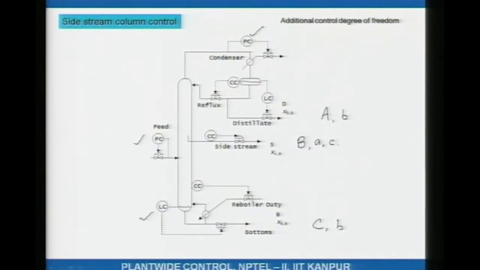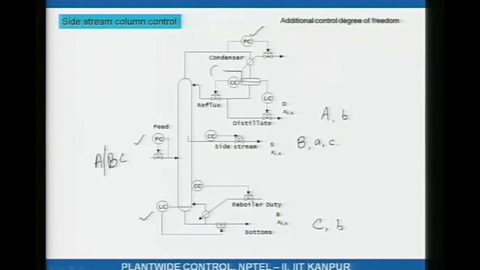Okay. So what we do here is, since we have stated previously that A is in small amount, the component flow rate of A in the feed stream is small, BC are large. So therefore, this flow rate will be small. Since the distillate flow rate is small, it does not make sense to control the level this way.